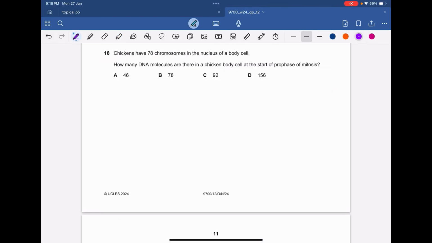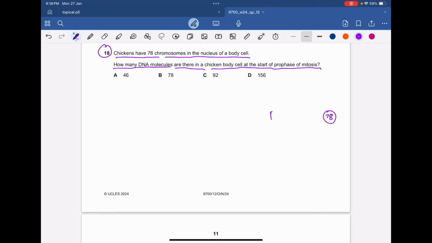Alright, so now let's move on with question number 18. Question number 18 says that chickens have 78 chromosomes in the nucleus of a body cell. This is just a simple body cell which has 78 chromosomes in it. How many DNA molecules are there in a chicken body cell at the start of the prophase of mitosis?